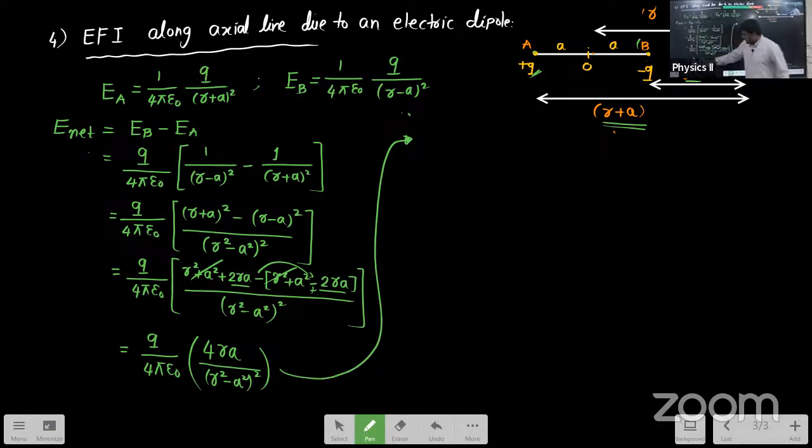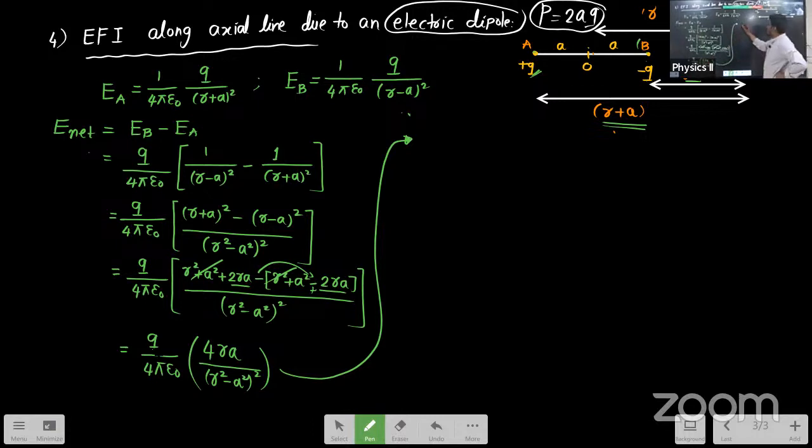So this equation, 4RAQ. I'm going to write this equation in terms of what? Electric dipole moment. What is the formula for electric dipole moment? I know that P is equal to 2AQ is the formula for electric dipole moment. So the final answer I am going to write in terms of electric dipole moment. How can I write here? P is equal to what? 2AQ. Here A is there, here Q is there, here 4 is also there. So I can write 4 as 2 into 2.